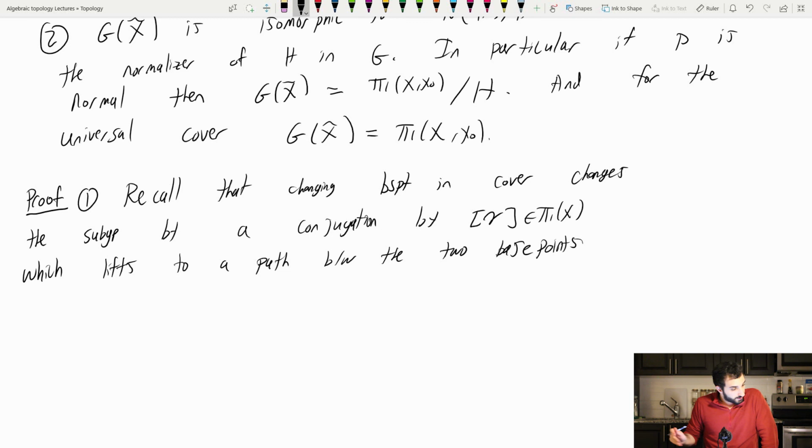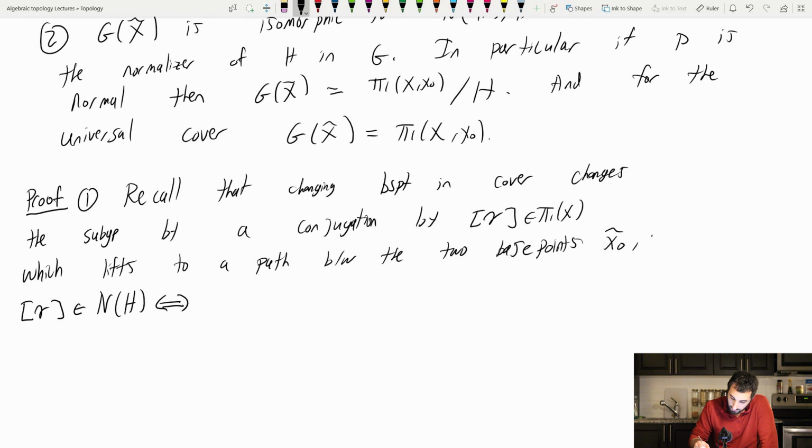Okay, now gamma, what if this is in the normalizer of H? Well, that would mean that being in the normalizer means when you conjugate by this element, you don't change the group.